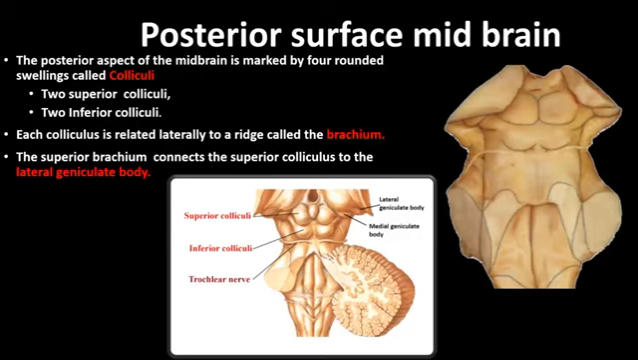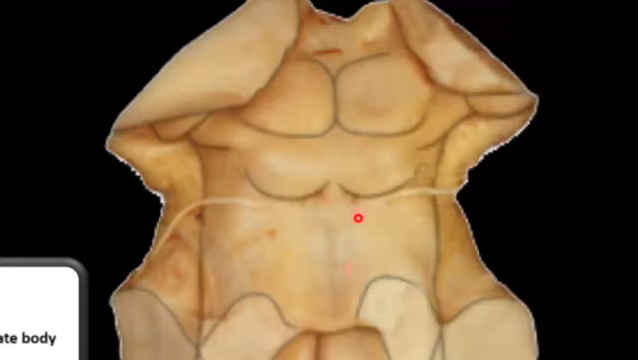Now we look at the posterior surface of the midbrain. The posterior surface of the midbrain is marked by 4 rounded swellings that are called colliculi. We're going to take our first image here. In this image, we can see the 4 colliculi. We can see the 2 sets above and the 2 sets below. The set above is called the superior colliculi and the set below is called the inferior colliculi.